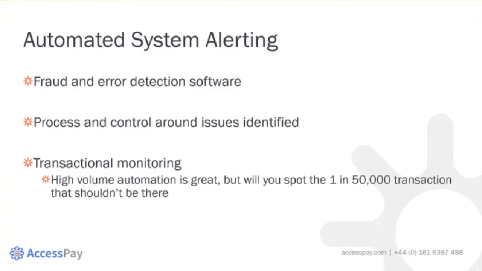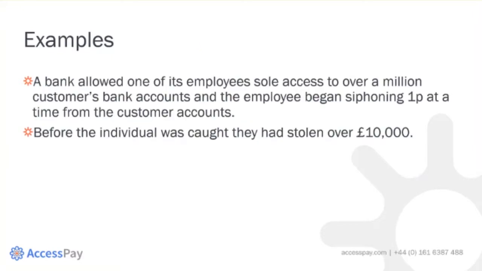allowing them to funnel transactions through underneath the radar, safe in the knowledge that massive transactional volumes will mask their activity. Would you spot the one fraudulent transaction in 50,000 that shouldn't be there? So, for an example, a bank allowed an employee sole access and control over 1 million customer bank accounts. Due to this, they were able to siphon off a penny at a time from the consumer account. Before they were caught, they'd stolen just over £10,000. This again shows that we need to have more monitoring on our transactions, and automated systems are the way forward for this.